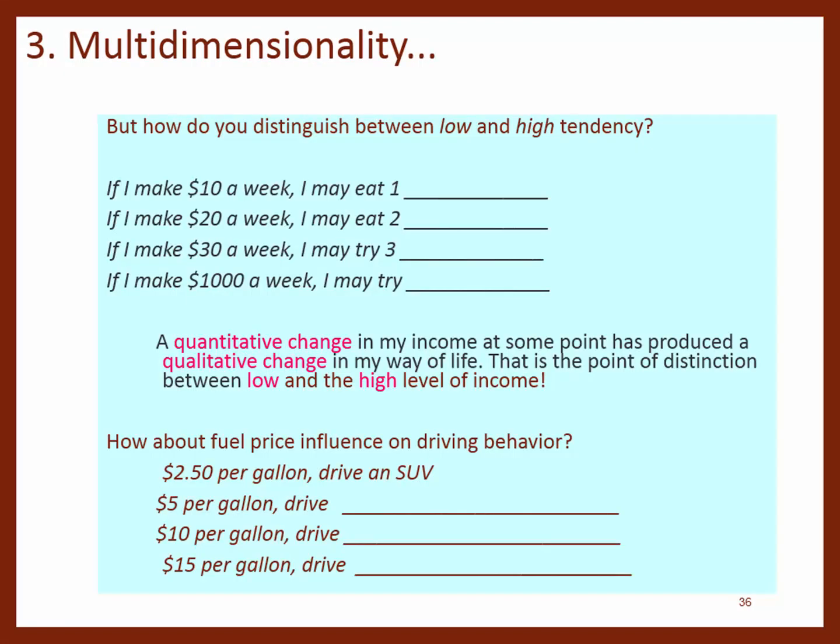Another example is here, and this is simple but powerful. I'm just going to ask you questions here. How do you distinguish between a low and high tendency? Let's say that if you make $10 a week, maybe I might eat one burger, right? So I'm not making enough money. If I need to eat out, I would just eat a burger. If I'm making $20 a week, then I might have enough money to eat 2 times, or 2 burgers.